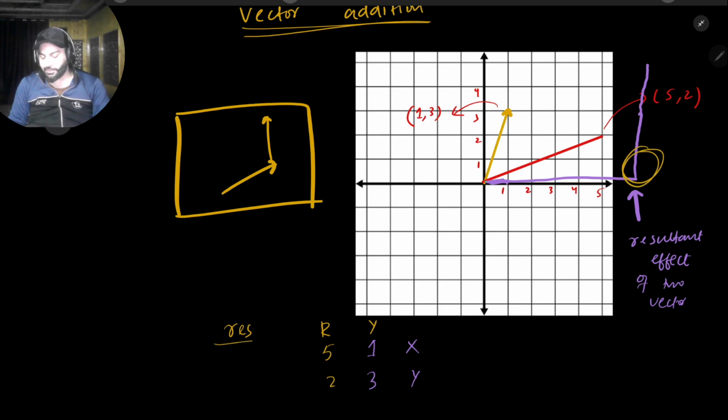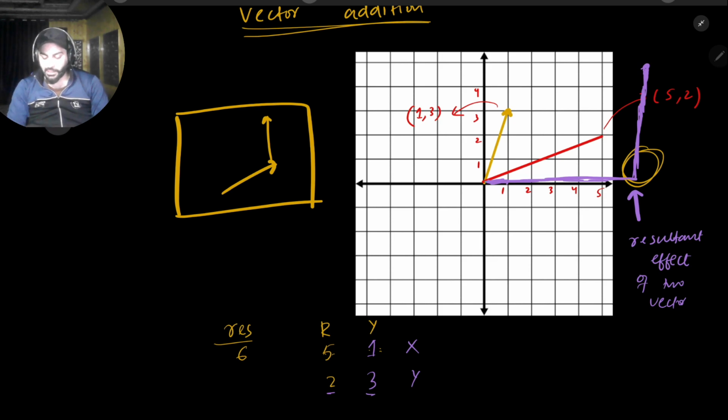It basically means add the two components here, 5 plus 1, 6. So you have to walk 6 units along the x-axis. Then along the y-axis, I'll walk 2 plus 3, that is 5 steps. So I'll reach this point, out of the graph basically.